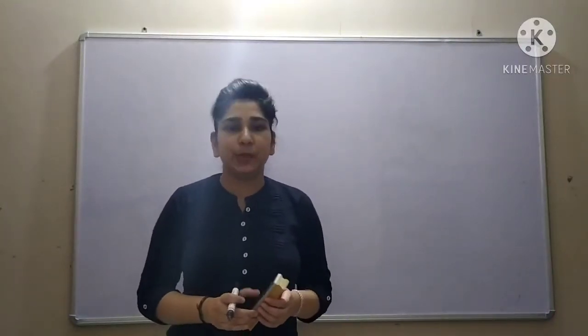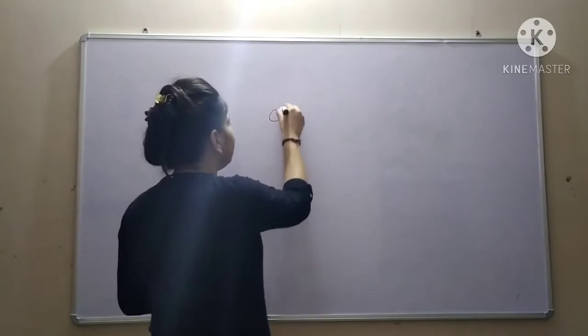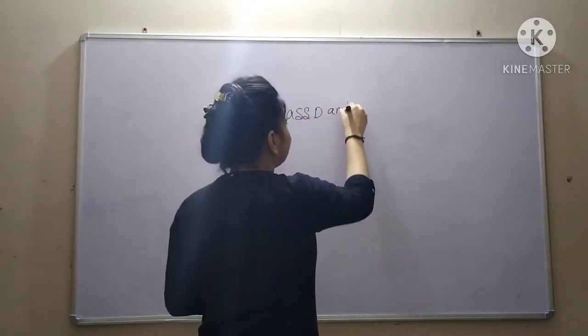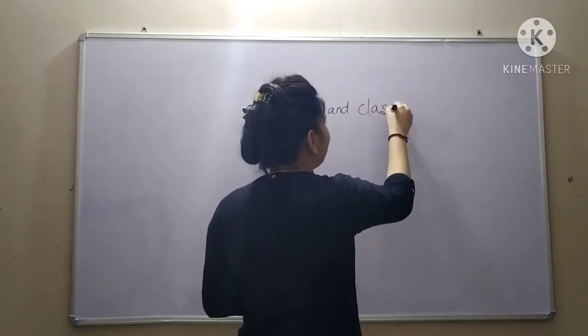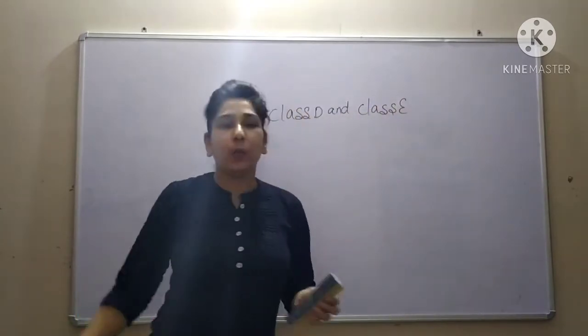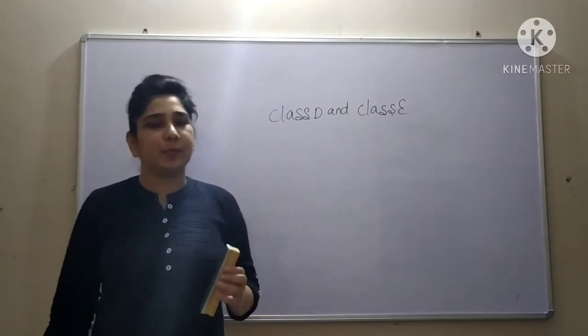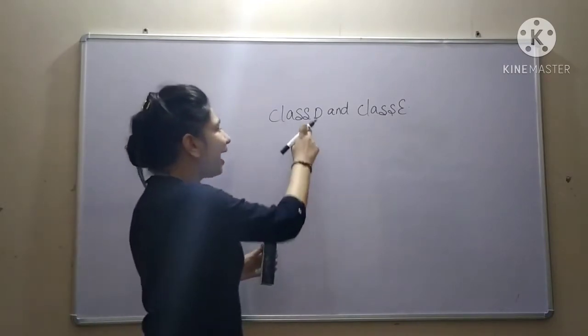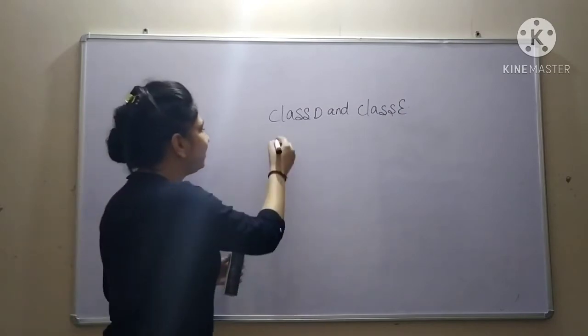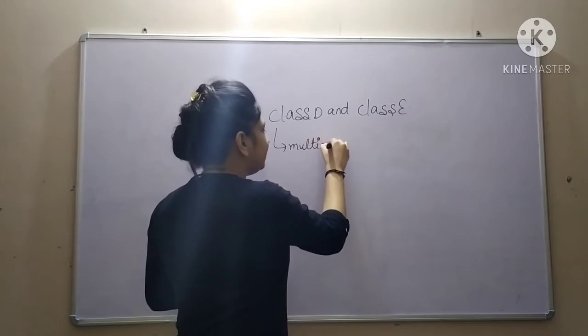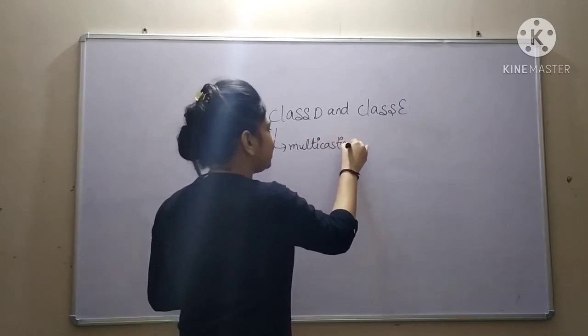So in today's video we are going to discuss what is class D and class E IP addressing. Till now we have discussed class A, B and C IP addressing. Class D IP addressing is basically used for multicasting.